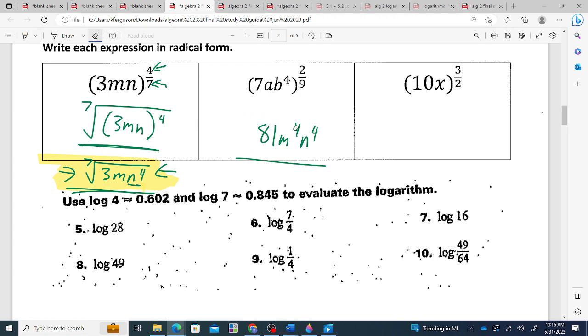All right. So like this one right here, that's the ninth root of 7ab to the fourth, all taken to the second power, which ends up simplifying to the ninth root of 49 a squared b to the eighth. Either one of those answers is acceptable. All right, I'll leave the last one for you.